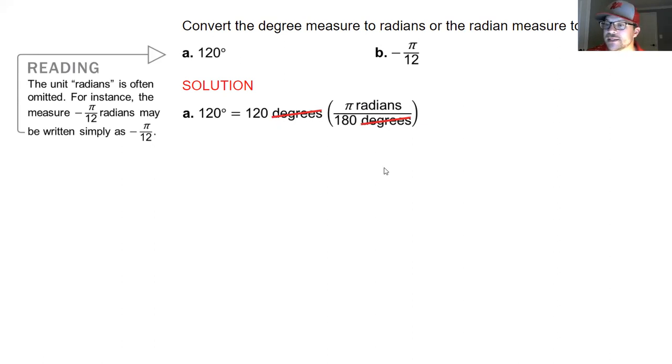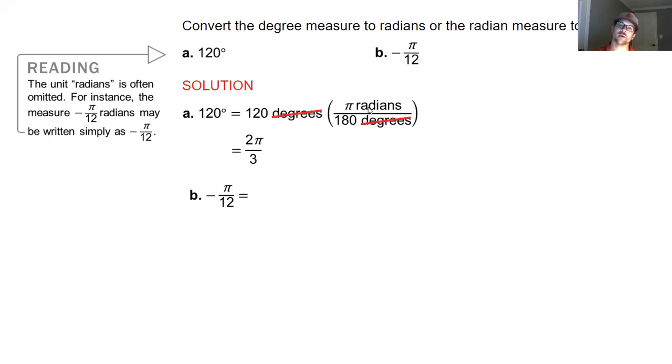Notice that your degrees on top and bottom cancel with each other, so you're left with the unit radians. 120 over 180 needs to be simplified. You can first cancel out the zeros, so you have 12 over 18. And then you can divide both the top and the bottom by 6 to get 2 over 3. And you are left with pi because pi cannot cancel out with anything.